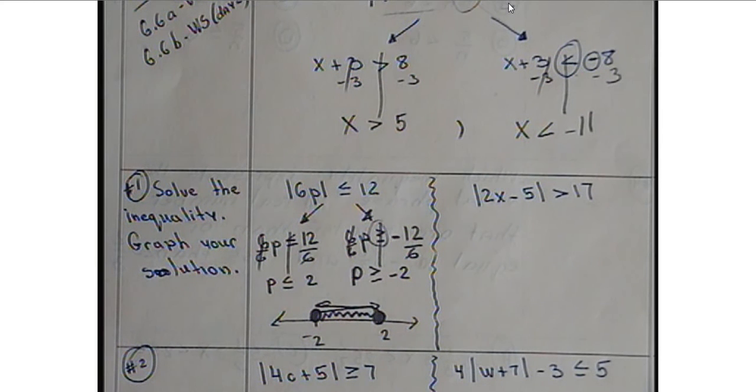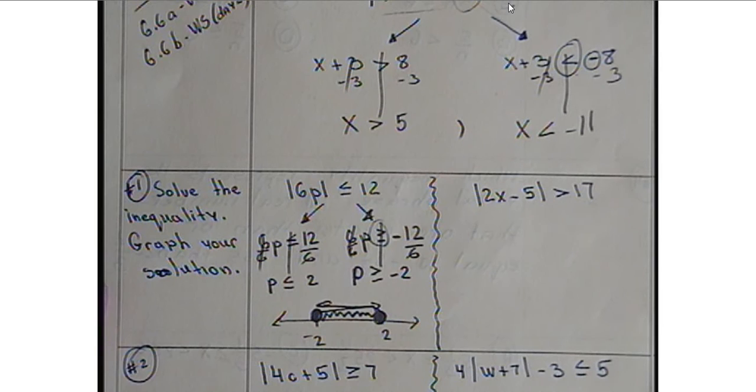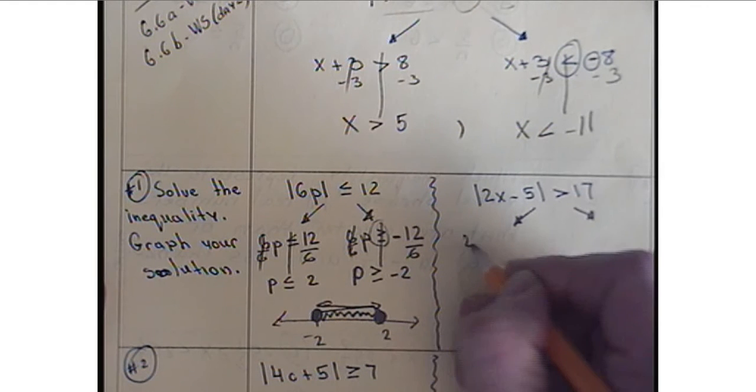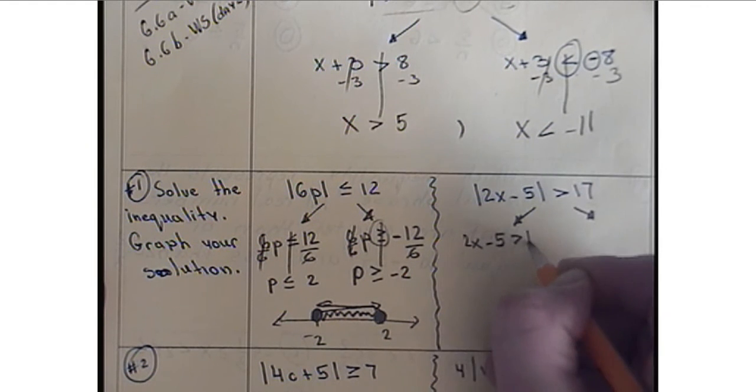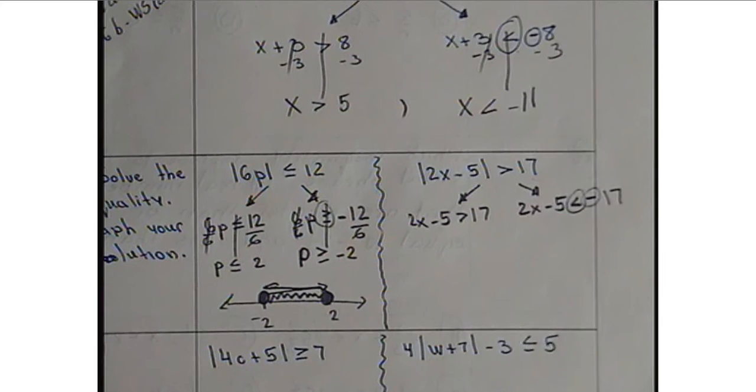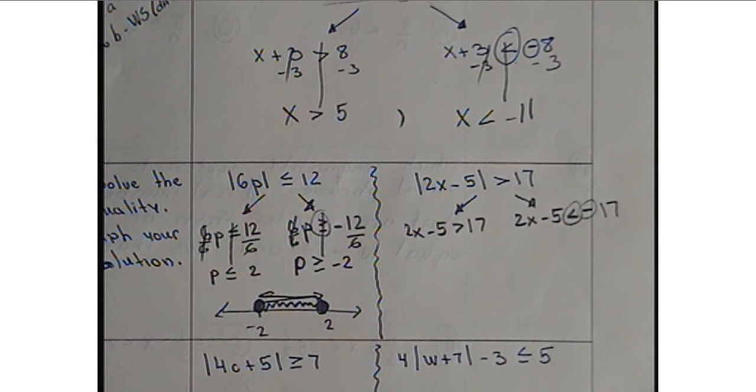Another example is the absolute value of 2x minus 5 greater than 17. Separate this: 2x minus 5 greater than 17 and 2x minus 5 less than negative 17. Please don't forget, flip the inequality symbol and add the negative sign here.